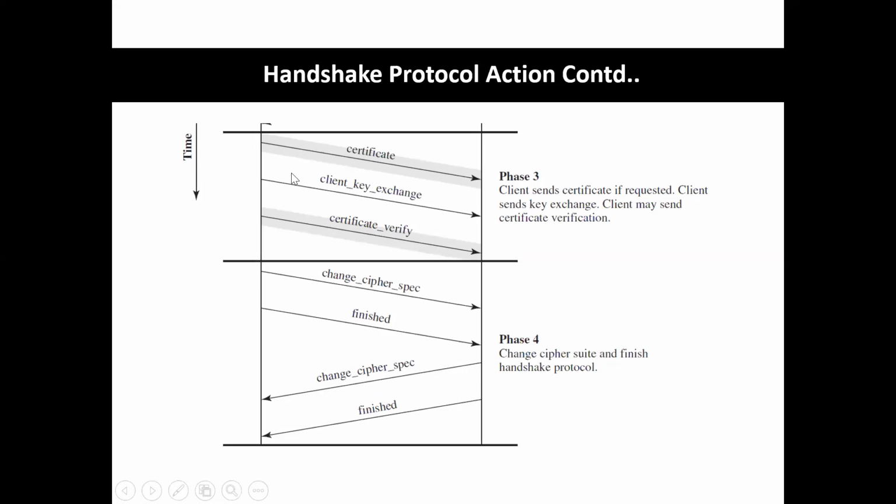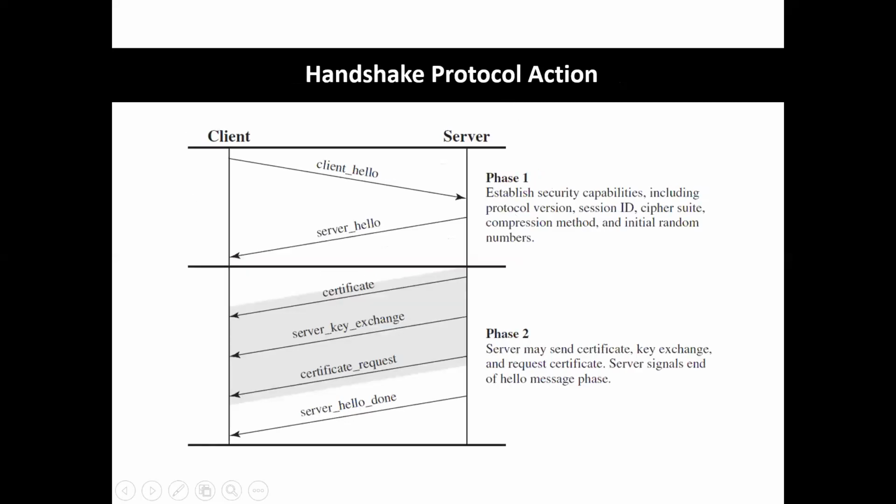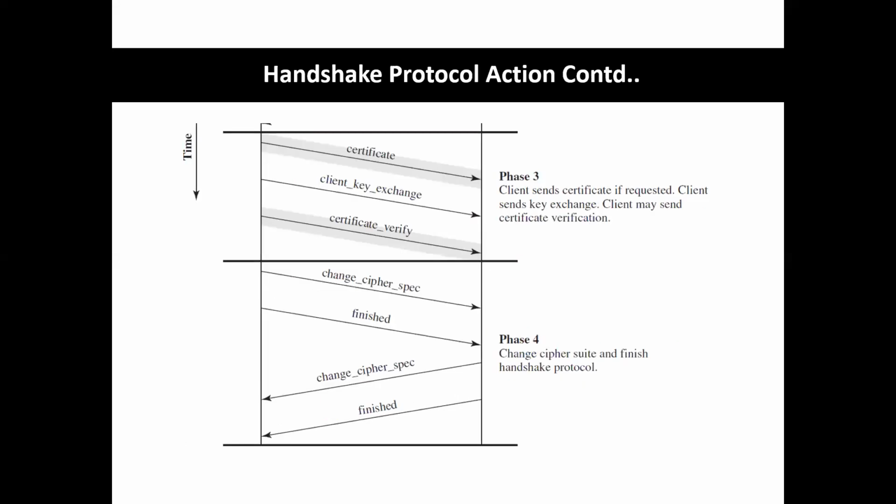Next, the client is going to send its public key to the server, that is the client key exchange. The second one is that the certificate previously sent by the server is going to be verified by the client, and that result is going to be sent to the server. That is certificate verification. This is up to phase 1, phase 2, and phase 3. This is the handshake protocol concept. Handshake protocol action takes place in phase 1, phase 2, and phase 3.